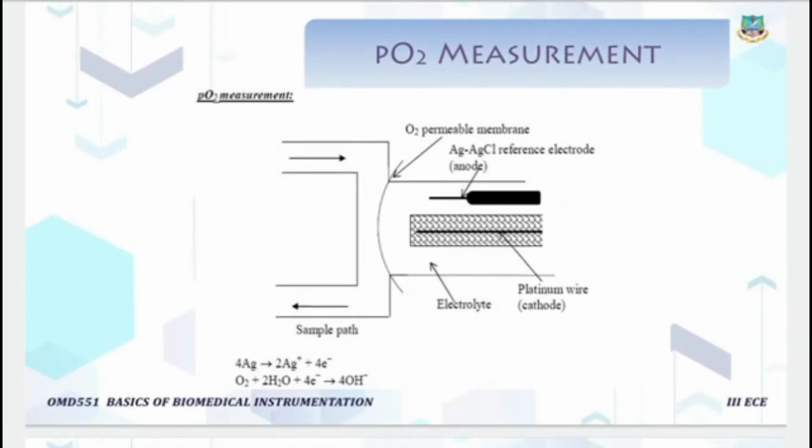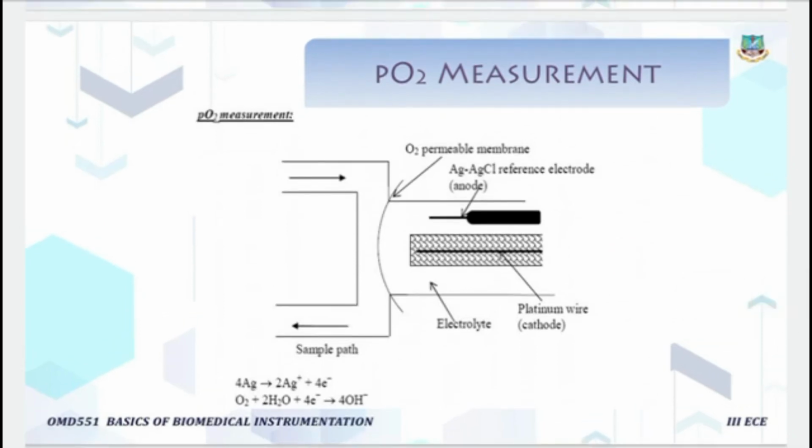So a potential of 0.7 volt is applied between these electrodes. Between these electrodes we are applying a potential of 0.7 volt. The current generated by the system is the measure of the oxygen in that sample. So we are applying a voltage of 0.7 volt between these electrodes, and there will be some current generated in the system, and this current generated by the system is the measure of partial pressure of oxygen in that sample.